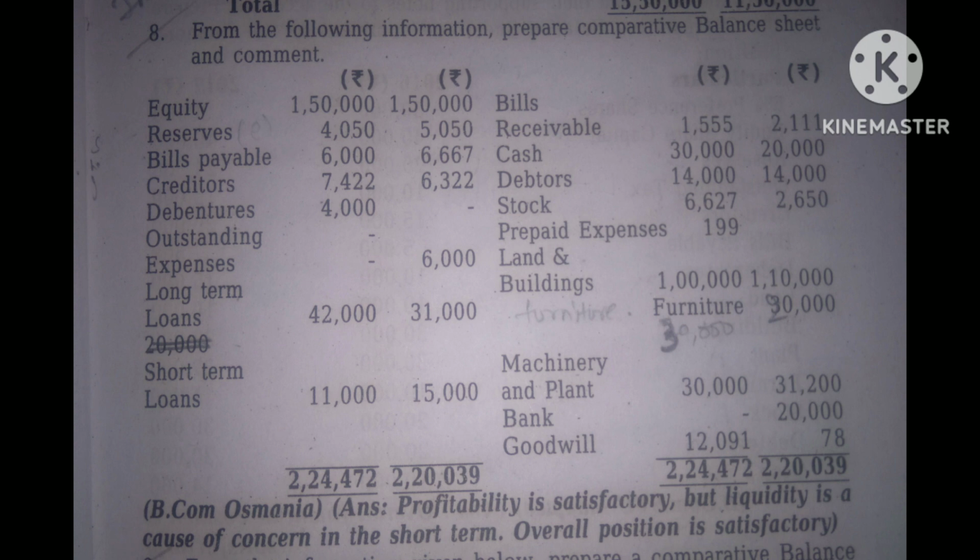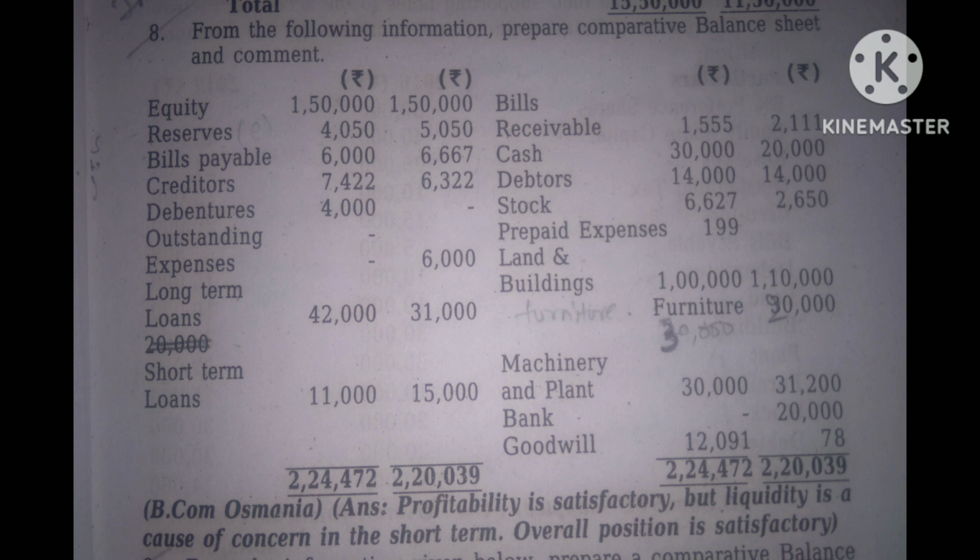Short-term loans 11,000 and 15,000. Bills receivable 1,555 and 2,111, and cash 30,000 and 20,000. Debtors 14,000 and 14,000. Stock 6,627 and 2,650. Prepaid expenses 199. Land and buildings 1 lakh and 1,10,000. Furniture 30,000 and 20,000. Machinery and plant 30,000 and 31,200. Bank 20,000. Goodwill 12,091 and 78. And the totals are 2,24,472 and 2,20,039.